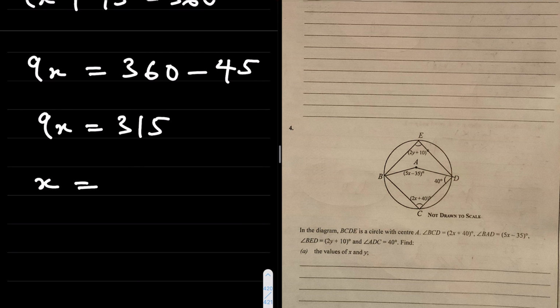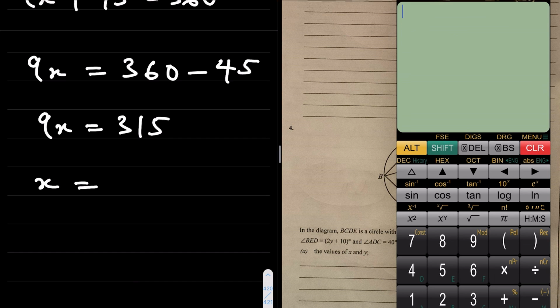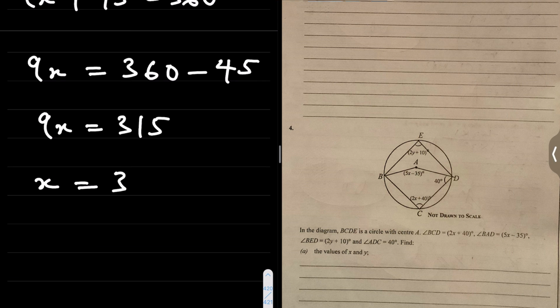Now x will be equal to 315 divided by 9. 315 divided by 9 is what? x is 35 degrees.